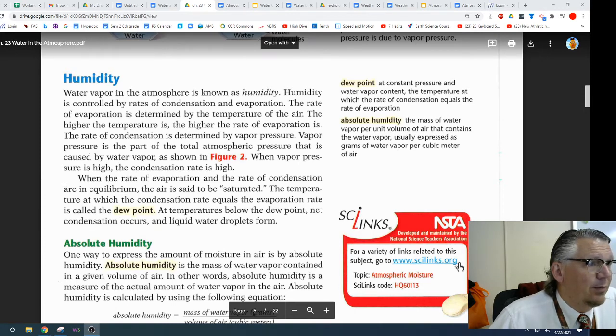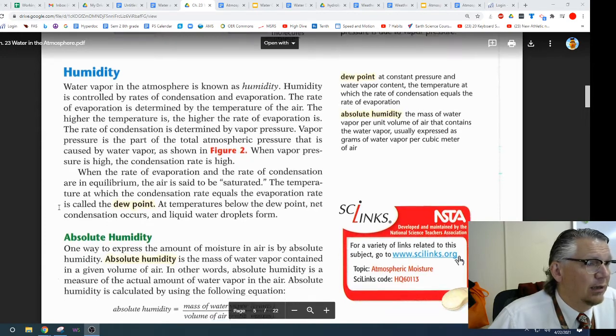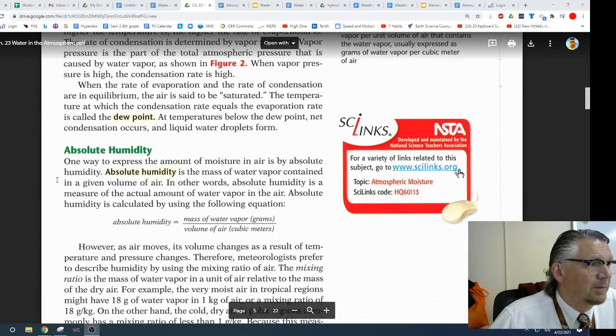When the rate of evaporation and the rate of condensation are in equilibrium, the air is said to be saturated. The temperature at which the condensation rate equals the evaporation rate is called the dew point. At temperatures below the dew point, net condensation occurs and liquid water droplets form.